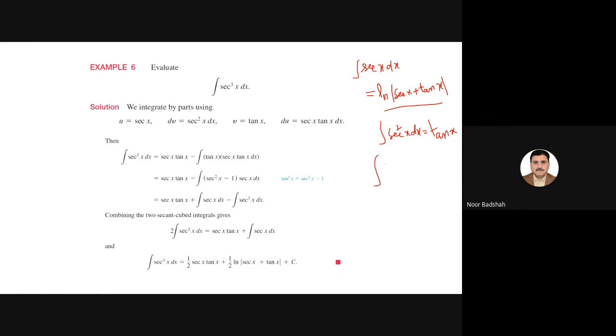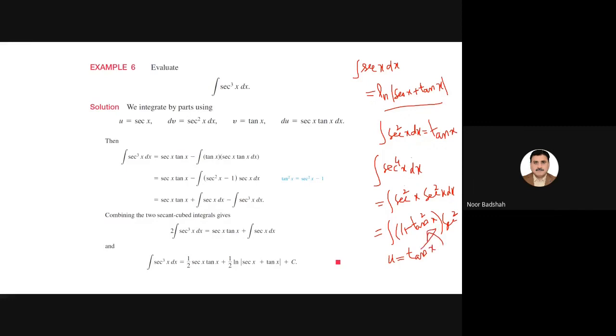Even powers are okay. If you take secant 4x dx, we could write that as secant square x into secant square x. The first secant square will be replaced with tangent, that is 1 plus tangent square, into secant square x. And then we replace u with tangent x. And then I'm putting this value here to get a very simple integration.